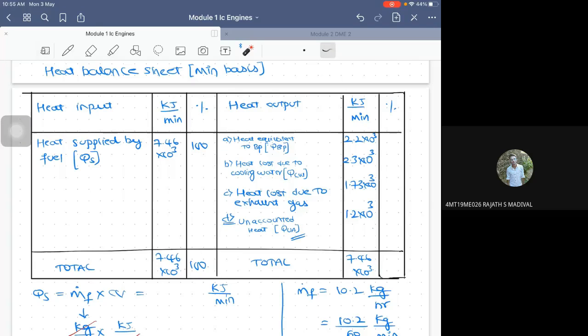Give me the percentages now. Heat equivalent to BP. 29.4. Okay, next, heat loss due to cooling water. How many percent? 30.8. Okay. Heat loss due to exhaust gases. How much percentage? 23.1. An unaccounted heat is how many percentage? 16.48. Now, if you add all this, I'm damn sure that it would be 100 again. When you do that, your problem would be completed.